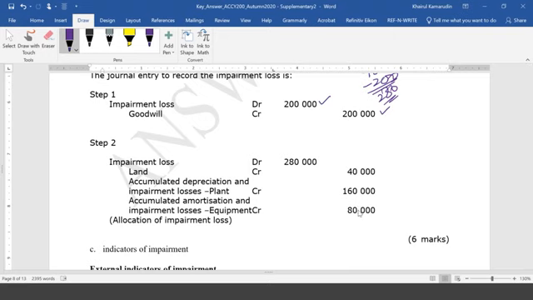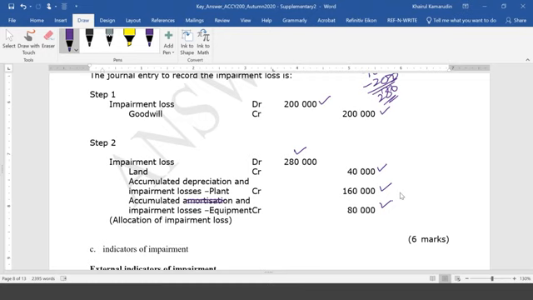For this 280,000, you're going to debit the impairment loss another 280,000, and you're going to allocate the loss to land. We don't have accumulated depreciation for land, so I'm going to credit the land 40,000. For plant, we're going to record in the accumulated depreciation and impairment loss of plant, 160,000. And accumulated depreciation and impairment loss for equipment, another 80,000. So this is the journal entry.